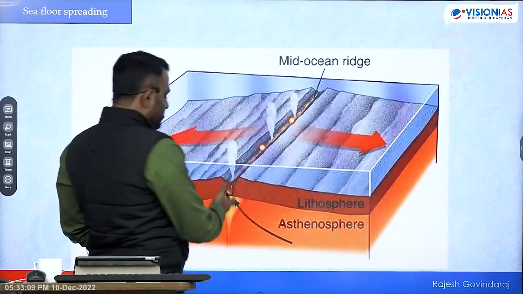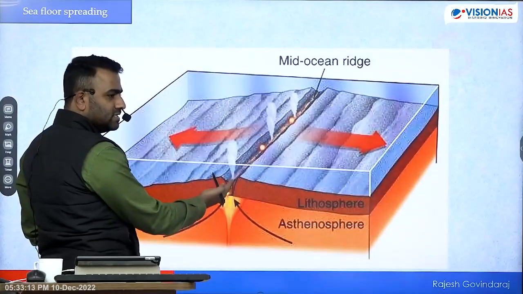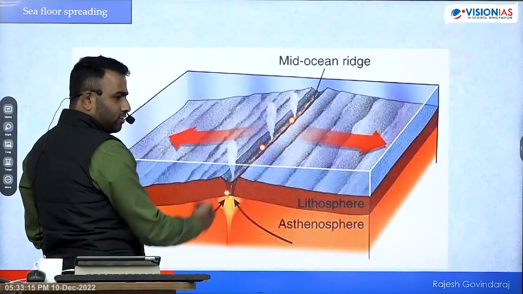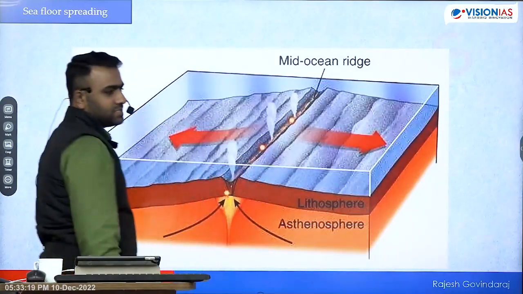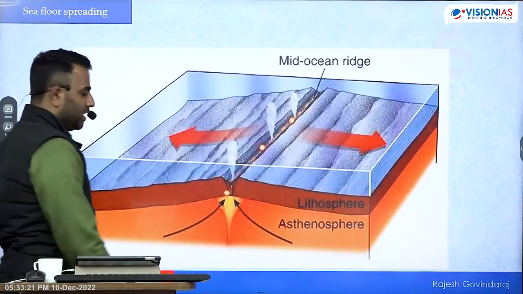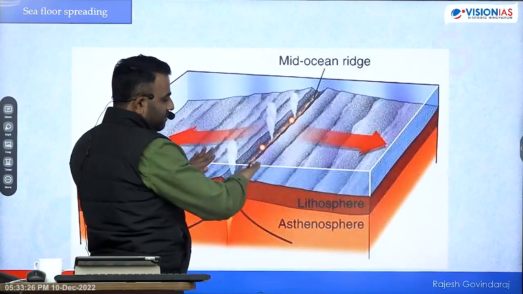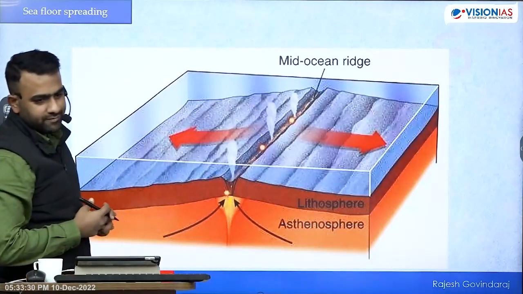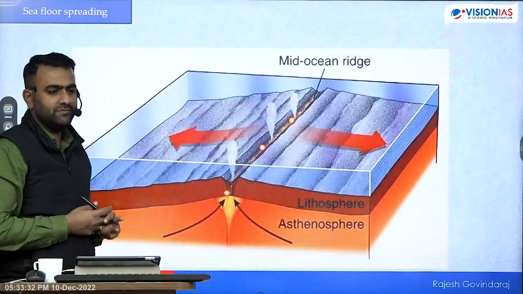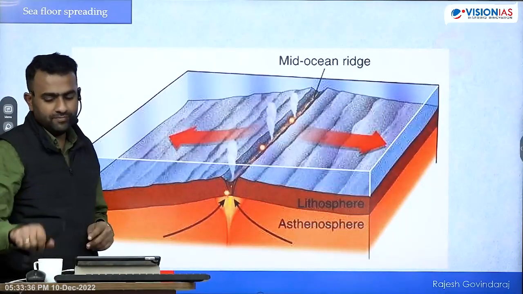So this is a ridge where the magma from the inner layer is rising and is creating a new oceanic crust on both the sides, and this creation of new oceanic crust will push both the oceanic crust apart. It will push both the sides apart, causing the entire sea floor to spread away from the mid-oceanic ridge. This is what is called as sea floor spreading. Sea floor spreading theory. ठीक है.